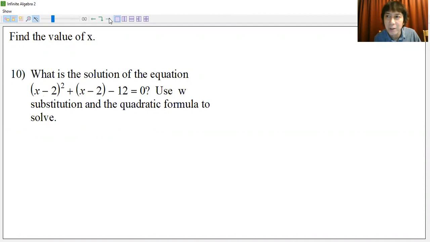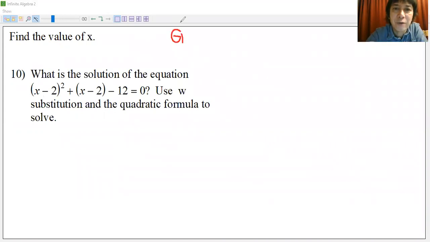So we're asked to use 2 methods. Actually, 1 method will do, but let us try both. Let us see how we can do both of the solutions. Use u substitution and the quadratic formula to solve. Well, we can try the quadratic formula to arrive at the answers, and we can use the u for the substitution. All right, let's have the given first.